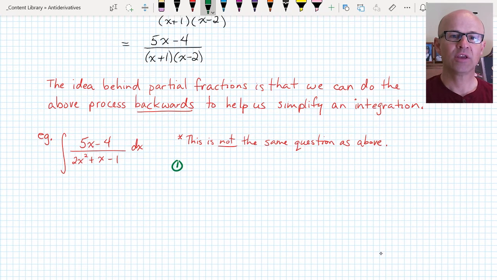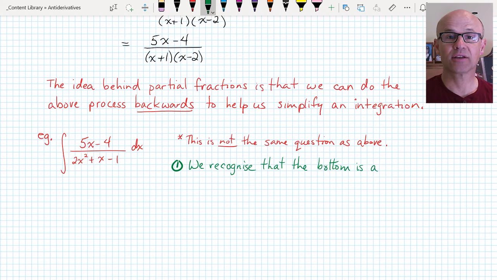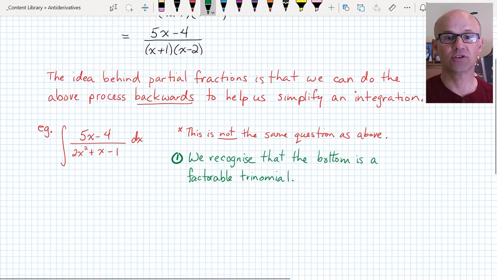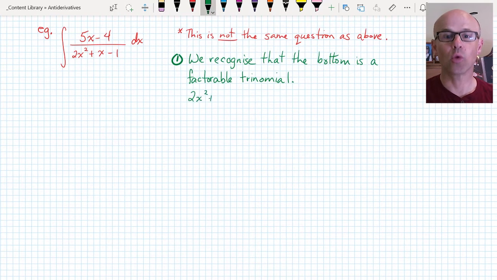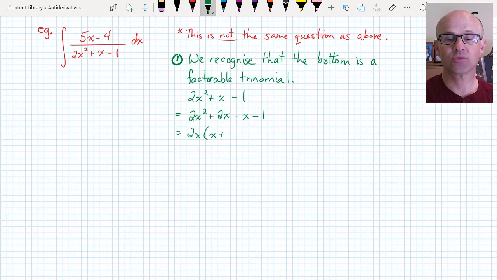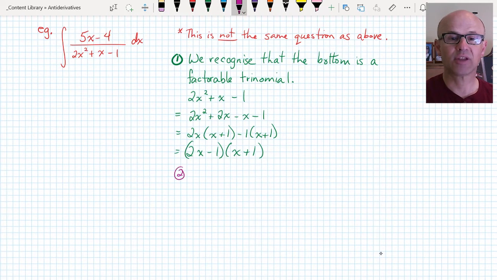So the first thing that we do is we look at that trinomial at the bottom and we ask ourselves, can I factor it? If so, go ahead and do this. All of our homework will be factorable. So the 2x squared plus x minus 1 ultimately factors into an x plus 1 and a 2x minus 1.